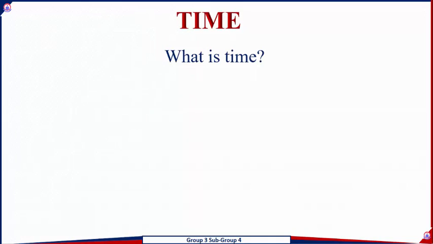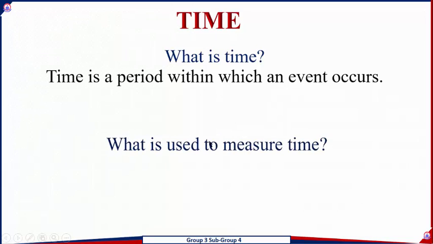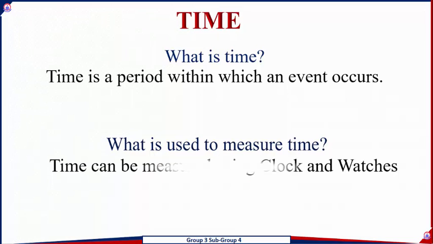From these examples stated, what then can we say time is? Actually, time is a period within which an event occurs. This means that time is the working frame of each and every activity or an event. Now there comes the question, what is used to measure time? I know you are thinking about that and you have gotten the answer, right? We can summarize by saying that time is measured using the clock or the watches.